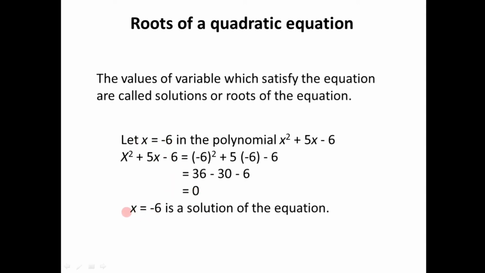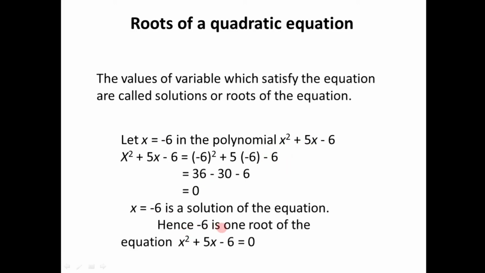In this case, we can say that x is equal to minus 6 is the solution of the given equation, because if we substitute the variable x by minus 6, at that time we get the value of that polynomial as 0. That's why x is equal to minus 6 is the solution of the given equation. And hence minus 6 is one root of the equation x square plus 5x minus 6 is equal to 0. We must note that every quadratic equation has two roots, as the maximum index of the variable is 2 here. That's why every quadratic equation has two roots or two solutions.